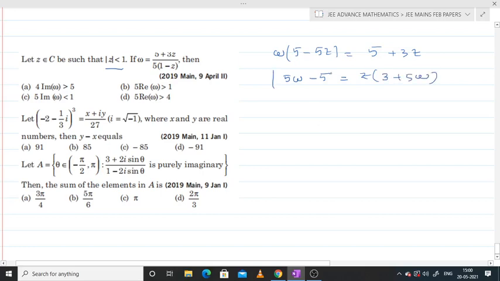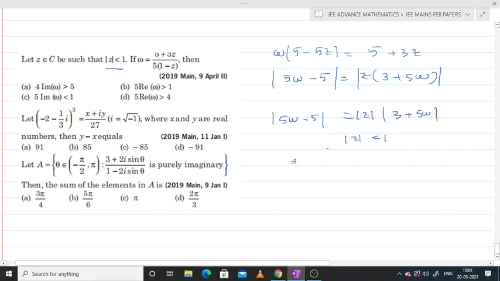Now we put a modulus over here. So when I put a modulus, I break it as modulus of z into modulus of 3 plus 5 omega, and here also modulus of 5 omega minus 5. Here the given modulus of z, that is the magnitude of z, is less than 1. So this part is less than 1.